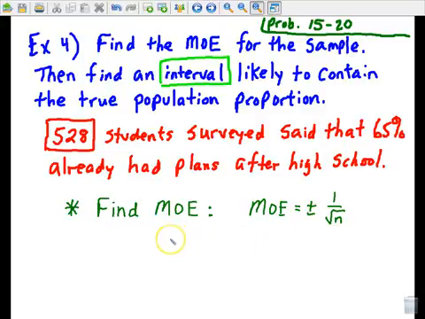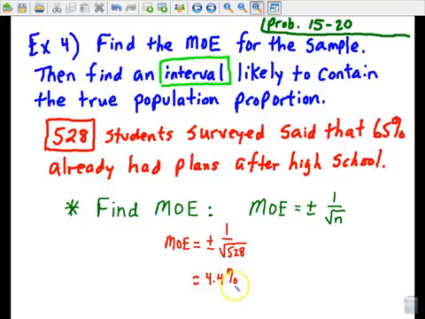Okay, so margin of error, again, we used this earlier, is equal to plus minus 1 over the square root of, in this case, 528. Grab your calculator. 1 divided by the square root of 528, and I'm showing 0.0435. So we're going to round to the nearest tenth, and I'm going to call that plus minus 4.4%. Okay, that is my margin of error.